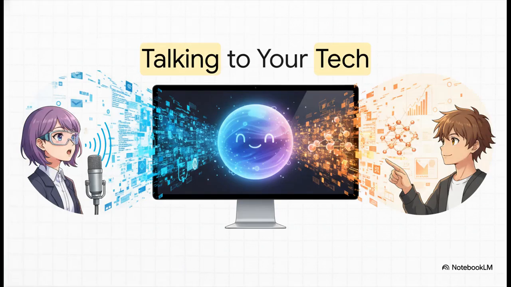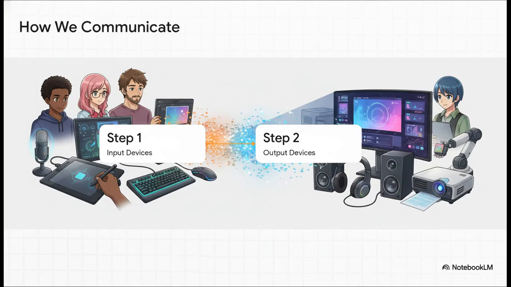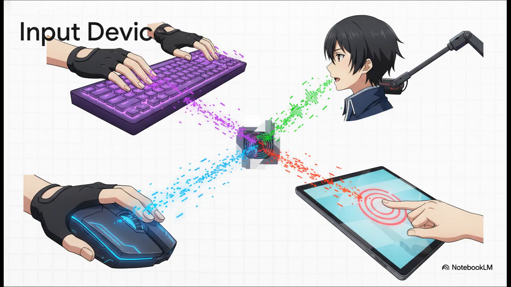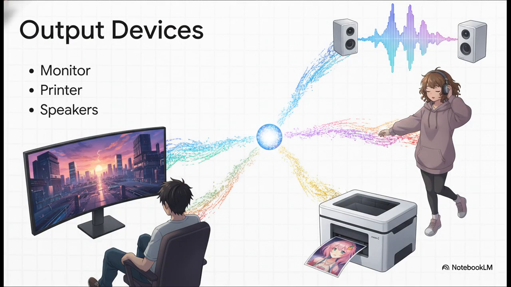Okay, so the computer can think. But how do we talk to it? Let's check it out. It's a two-way street. We use input devices to talk to it and output devices so it can talk back. Your keyboard, your mouse, a touchscreen, these are all input devices. They're how you give commands. And how does the computer answer? Through output devices like your monitor, your printer, or even your speakers.